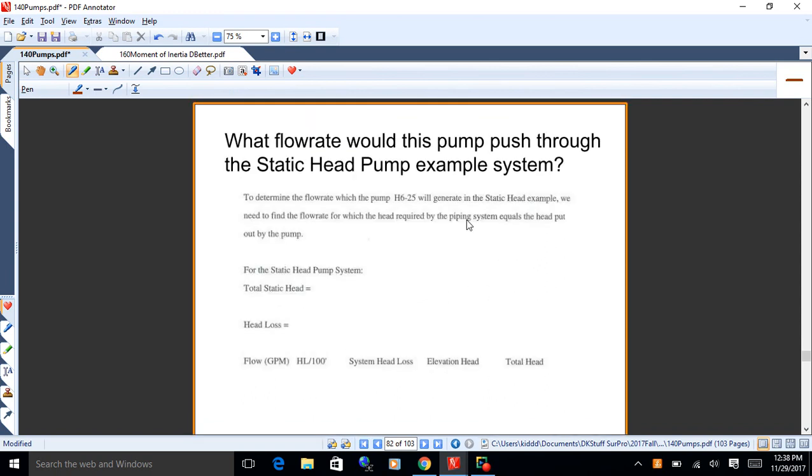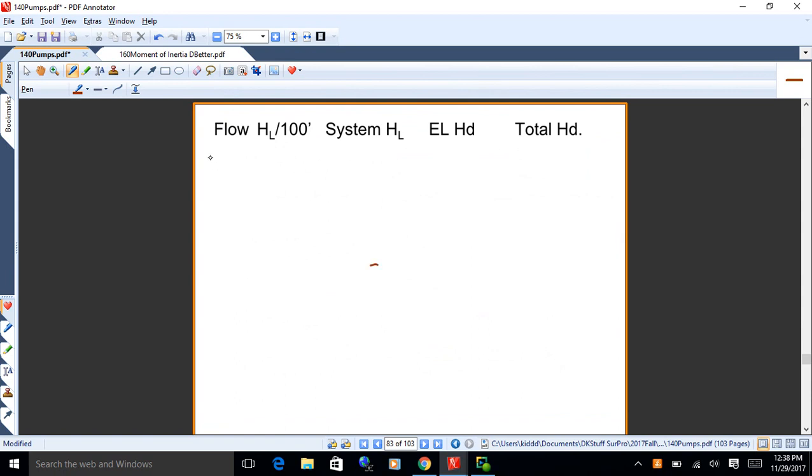So let's see what we got here. We had a flow of 1,300 gallons per minute. And the head loss per 100 for that was at 4.85. Is that what 1,300 gallons per minute is in an 8-inch pipe? Is it 4.85? That's kind of my recollection. All right. Now, what's the equivalent length of the system there that we calculated for that pump with static head?